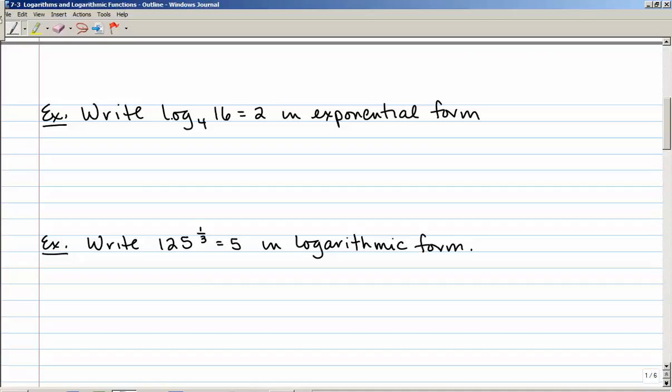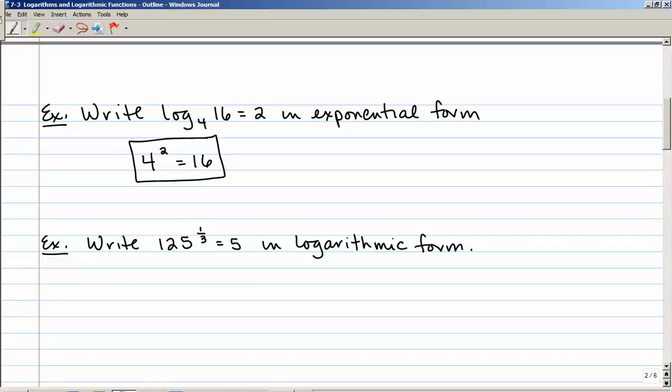So here we have log base 4 of 16 is equal to 2, and I need to write that in exponential form. To do that, my base is 4, so that's going to be my big number that I write. It's going to equal 16, so it's 4 raised to the power of 2 equals 16. So written in exponential form, log base 4 of 16 equals 2 is 4 raised to the power of 2 equals 16. They mean the same thing, it's just two different ways to write it. This is logarithmic form. What I've boxed here is exponential form.